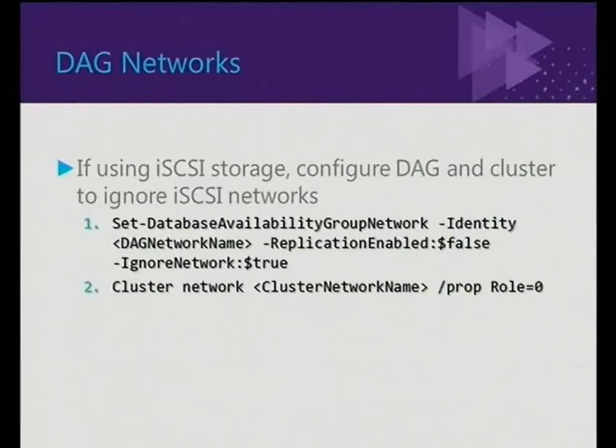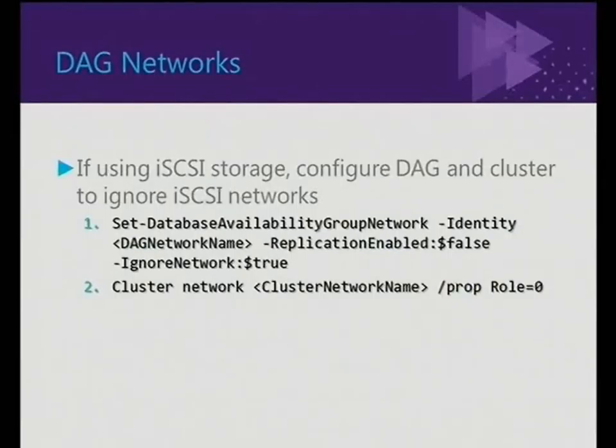So there are two things that you need to do in order to get both the DAG and its underlying cluster to ignore those networks. The first thing you want to use is the Set-DatabaseAvailabilityGroupNetwork cmdlet, the same one we used for collapsing DAG networks. You give it the identity of the DAG network name. You turn replication off, but then you also set IgnoreNetwork to true. This is the administrator's way of telling the DAG, I have these network cards in there and I know you see them, but do not use them. Don't use them for any purpose. Ignore them. They don't exist from your perspective. That takes care of the DAG.